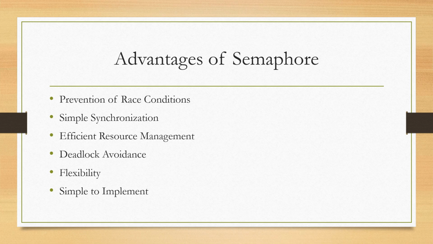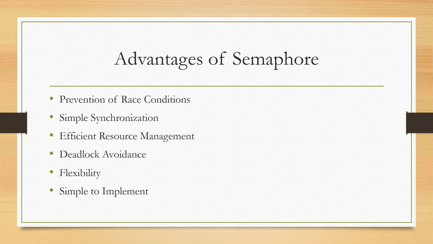2. Simple synchronization. Semaphores provide a simple, low-level mechanism for synchronizing multiple processes. They ensure that processes either wait for resources to be available or are allowed to continue execution when resources are free, making them effective for resource management in multi-threaded environments.